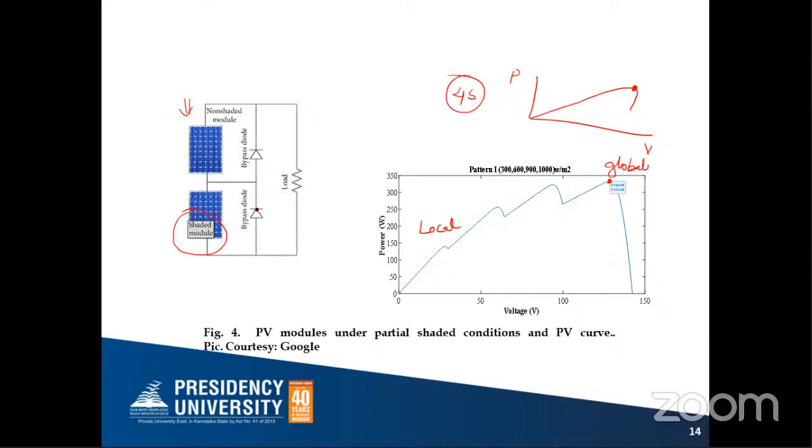If you use this type of bypass diodes here for the shaded module, to bypass the shaded module, and if you observe the PV curve, the PV curve will be like this. Then what is the objective of your MPPT controller? Your MPPT controller has to track the maximum power from this PV curve. If that is the case, then what is a peak point? The peak point lies here.